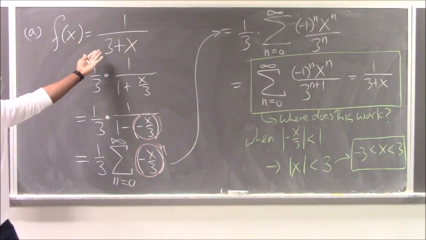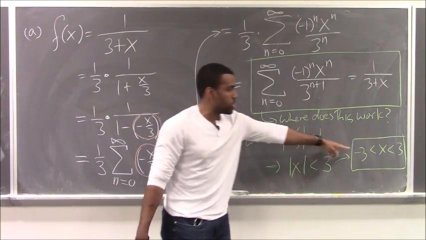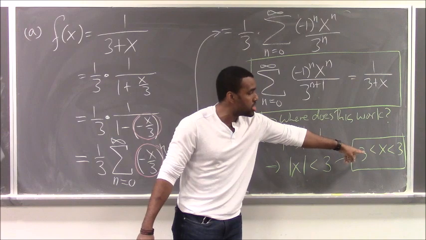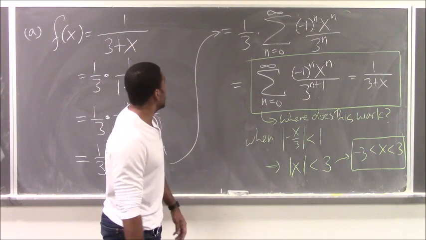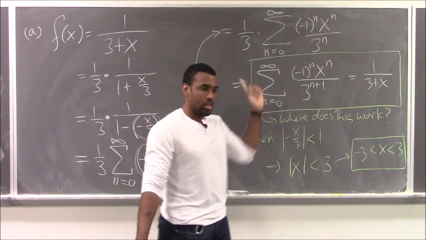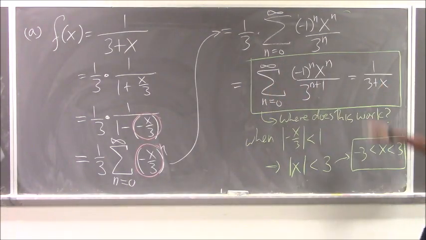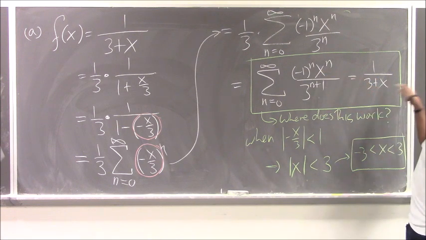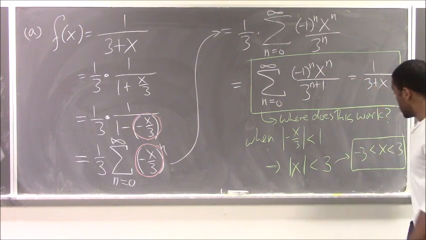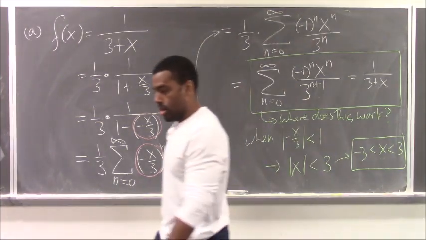So I can represent this guy as an infinite polynomial on this region over here. Within this window, I can essentially think of this function as this series. They're exactly the same, they're equivalent. Me plugging in an x value over here is the same as me plugging in an x value over there, as long as the x values I'm plugging in fall within that window.